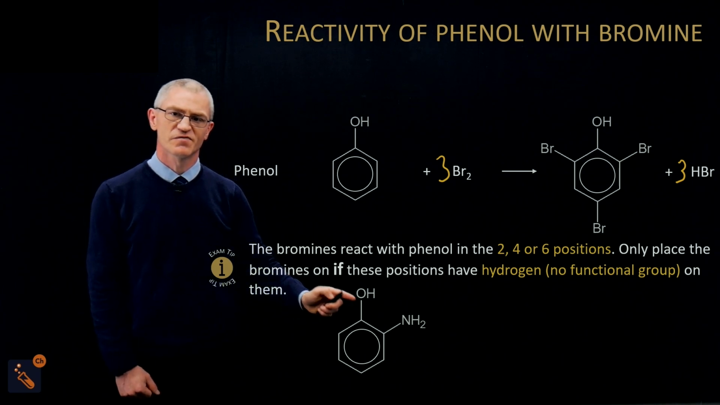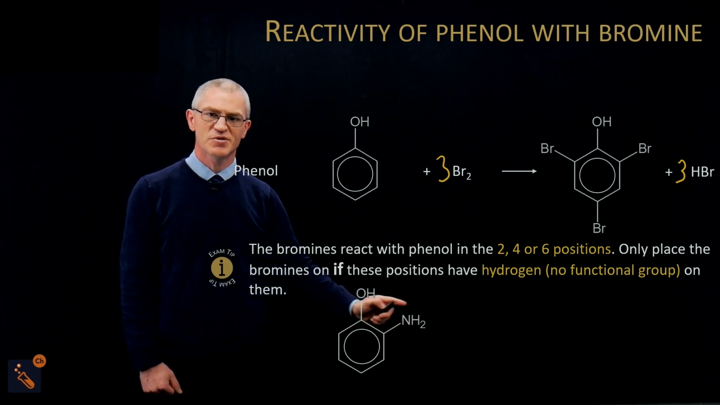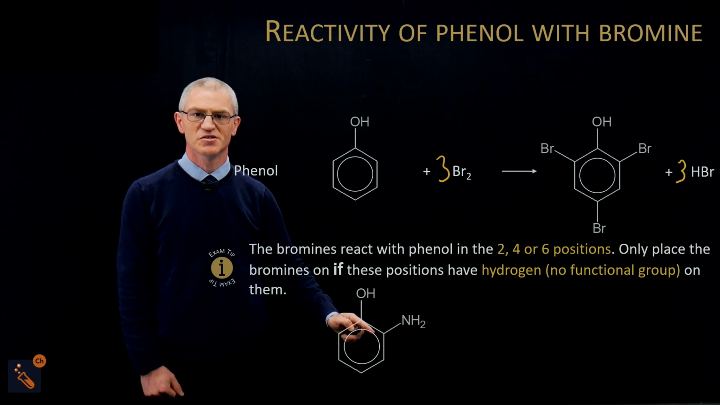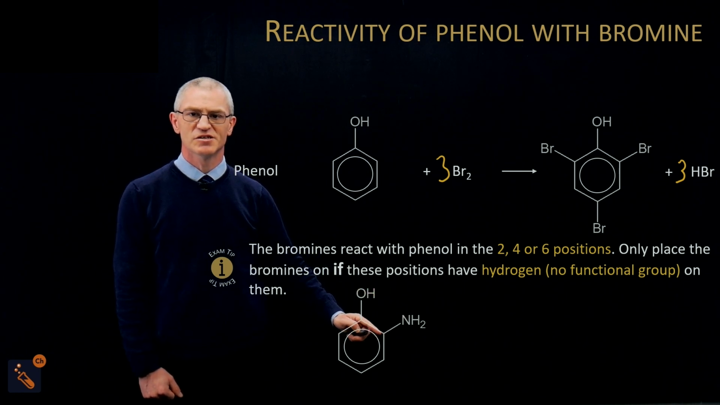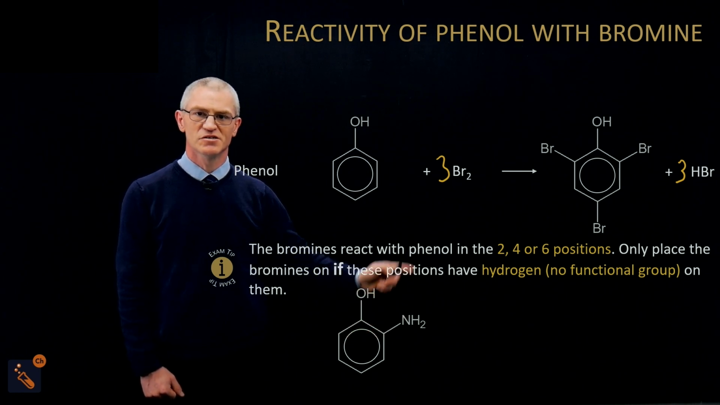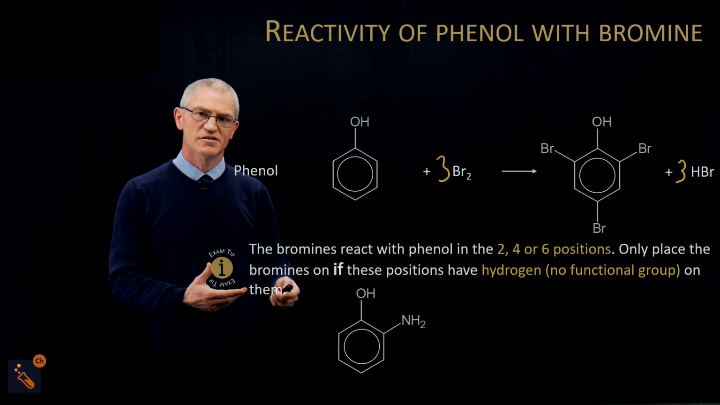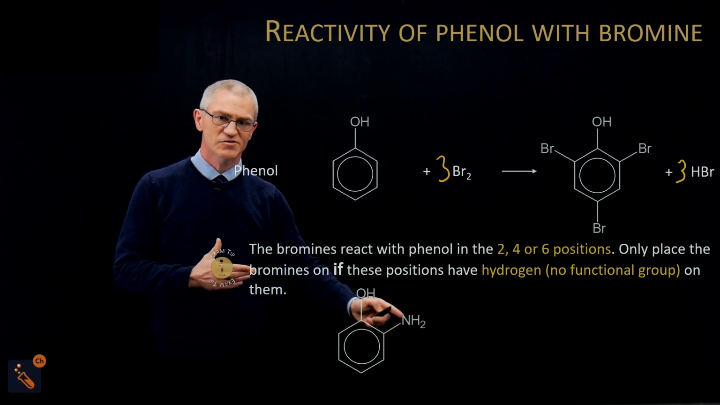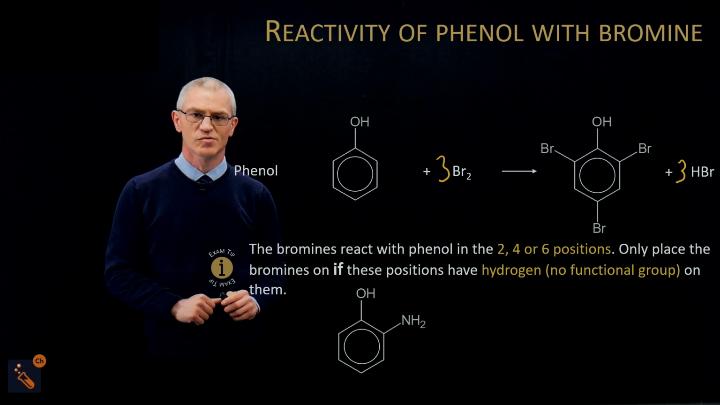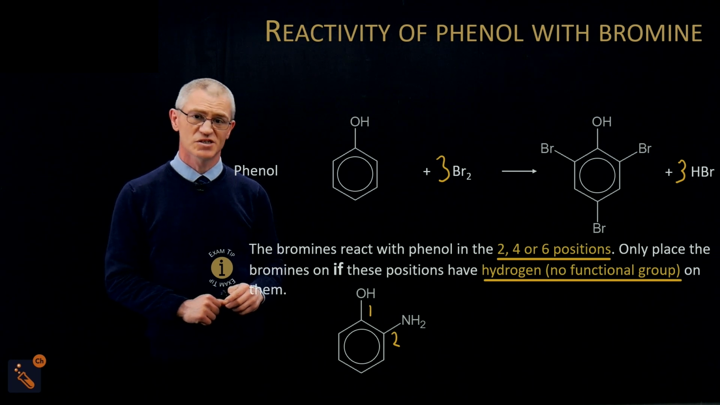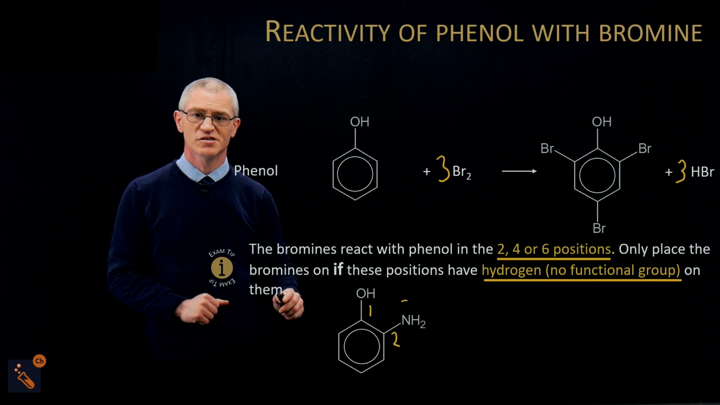So here we have phenol and we have an amine group on position number 2. And because there's an amine group on position number 2, I'm not going to do this substitution. And this is really electrophilic substitution. So that electrophile is not going to come on to that carbon. So that's on position number 2, so that's filled. We could go 2, 4 or 6 positions. We only go on the positions where there is hydrogen. There is no hydrogen there.